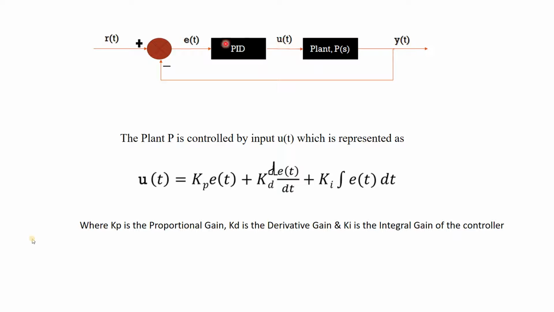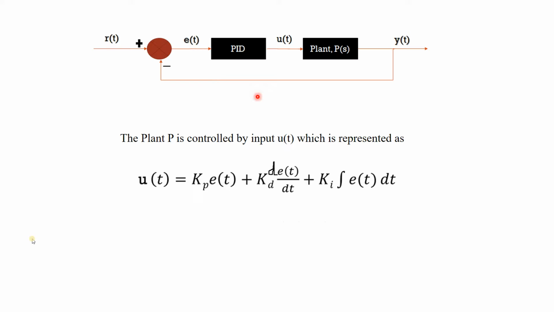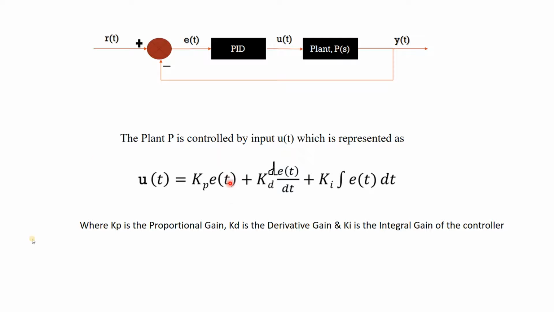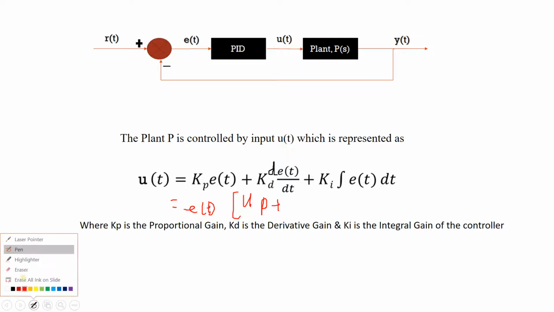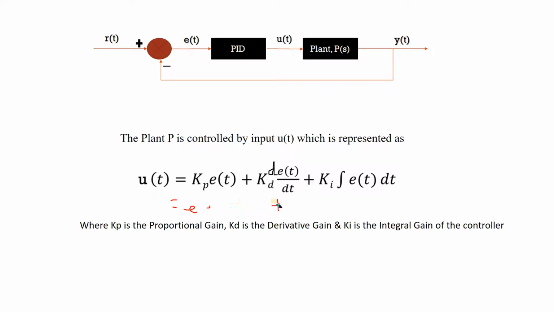Because U is the output, E is the input. So the transfer function will be U(s) by E(s). That means U(s) by E, because you take E common from here. If you take E common, what will you get? Kp plus the derivative of this one. So you cannot take E common from here actually. First you have to do the Laplace transform.